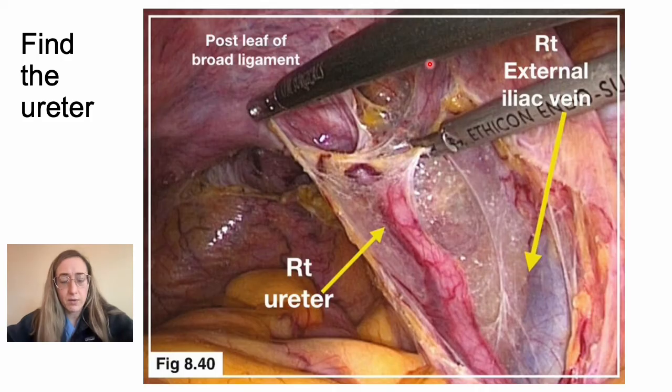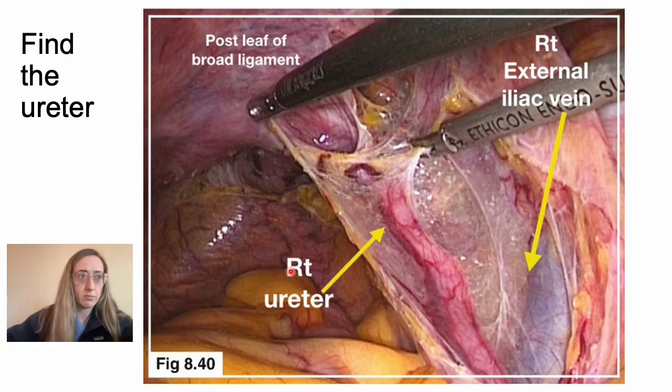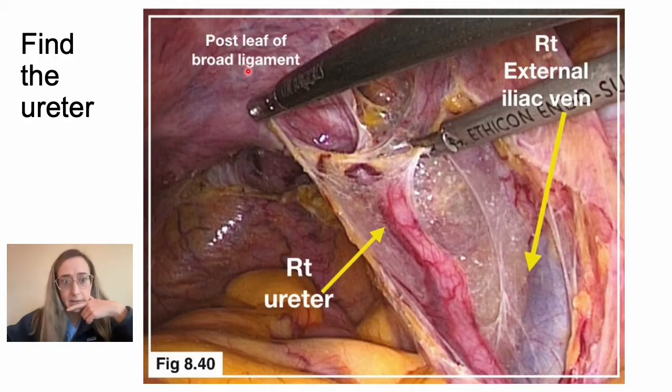So when you've opened, I don't see an IP, so they probably already took the ovary up here. But when you're opening the retroperitoneum, you're pulling this posterior leaf medially, and your ureter is going to lie on the posterior leaf of the broad ligament, like it's saying here.